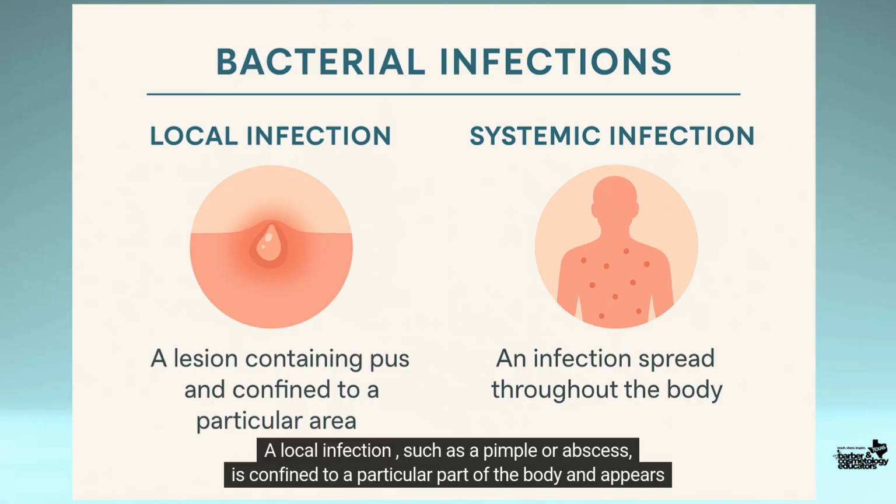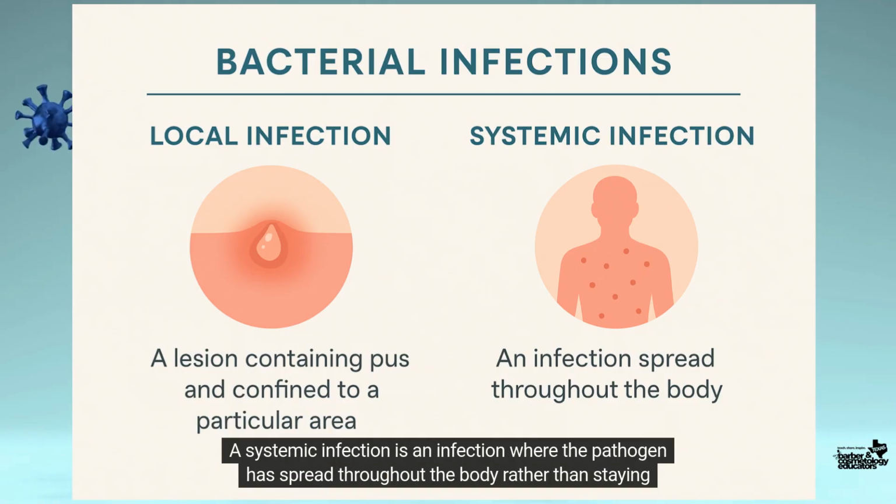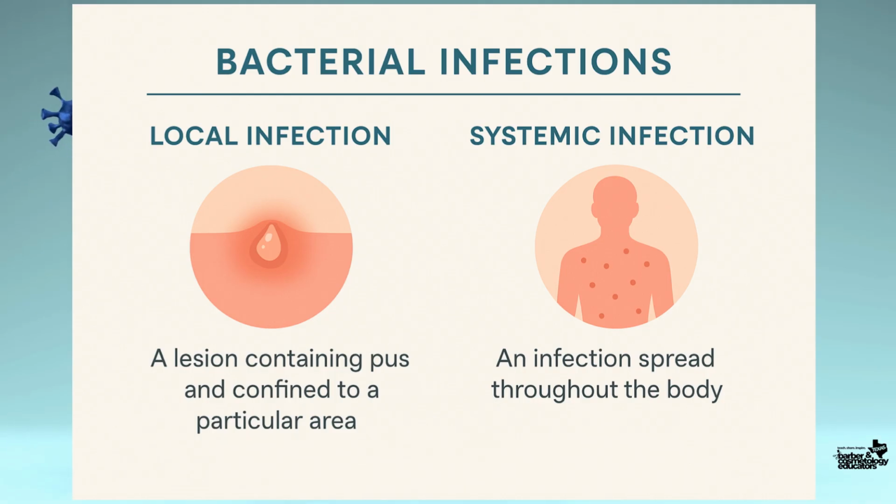A local infection, such as a pimple or abscess, is confined to a particular part of the body and appears as a lesion containing pus. A systemic infection is an infection where the pathogen has spread throughout the body rather than staying in one area or organ.